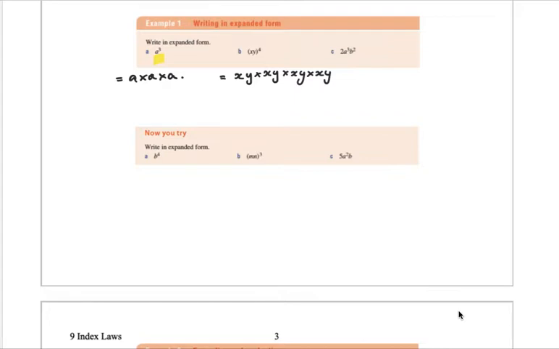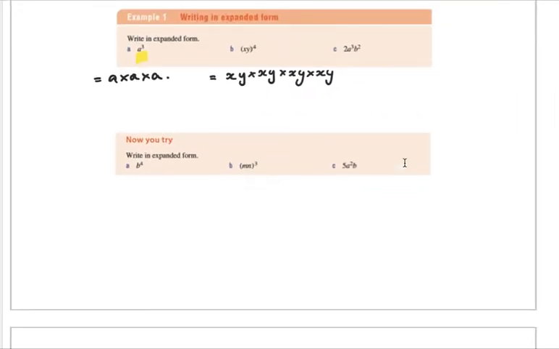The very last example is 2 times a cubed times b squared. Let's see if we can zoom in a little bit. There we go. Now, in this example, and I'll switch to green, we've got 2, we have an a cubed, and we have a b squared. The reason I've written this out is because the cubed is only talking to the a. The squared is only talking to the b. The 2, there's no power talking to the 2. So let's write that in expanded form. It will be 2 times a times a times a, because of a cubed, and then it'll be times b by b, which is the b squared.